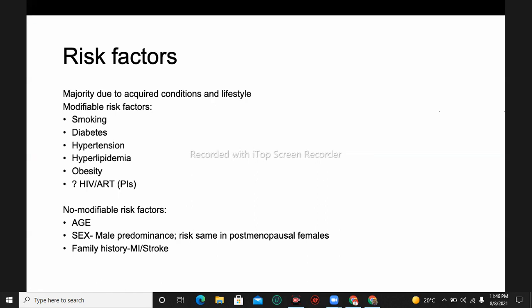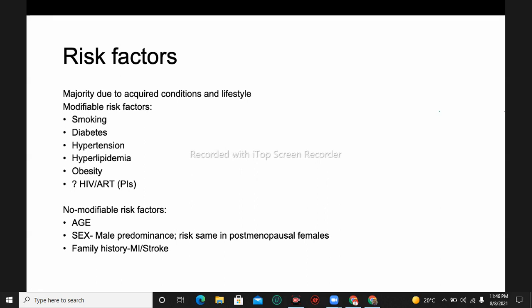So the majority are due to maybe lifestyle diseases, modifiable risk factors like smoking. Is this a chronic smoker? You ask, how long has the patient been smoking? How long have you been smoking? What do you smoke?